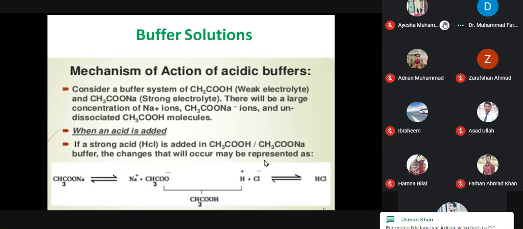Okay. Now, how does it act? For example, HCl is added, it will produce hydrogen ion plus Cl negative. Now, in order to neutralize this excess hydrogen, what happens?